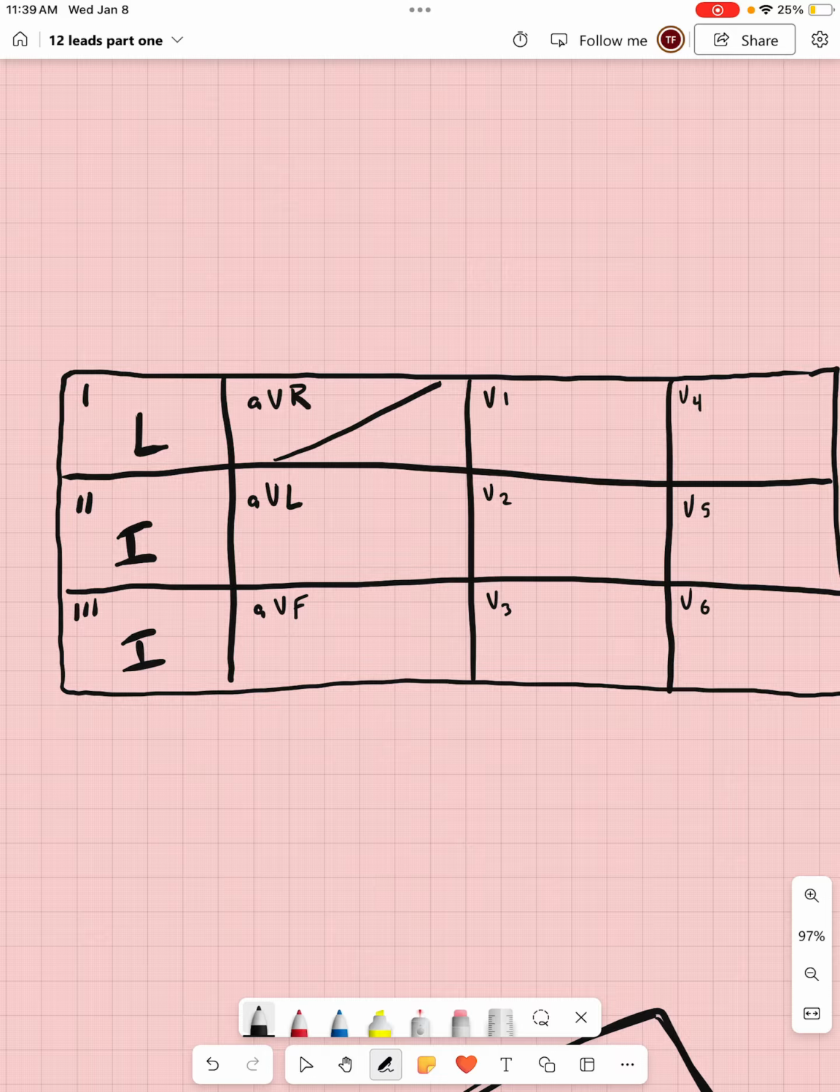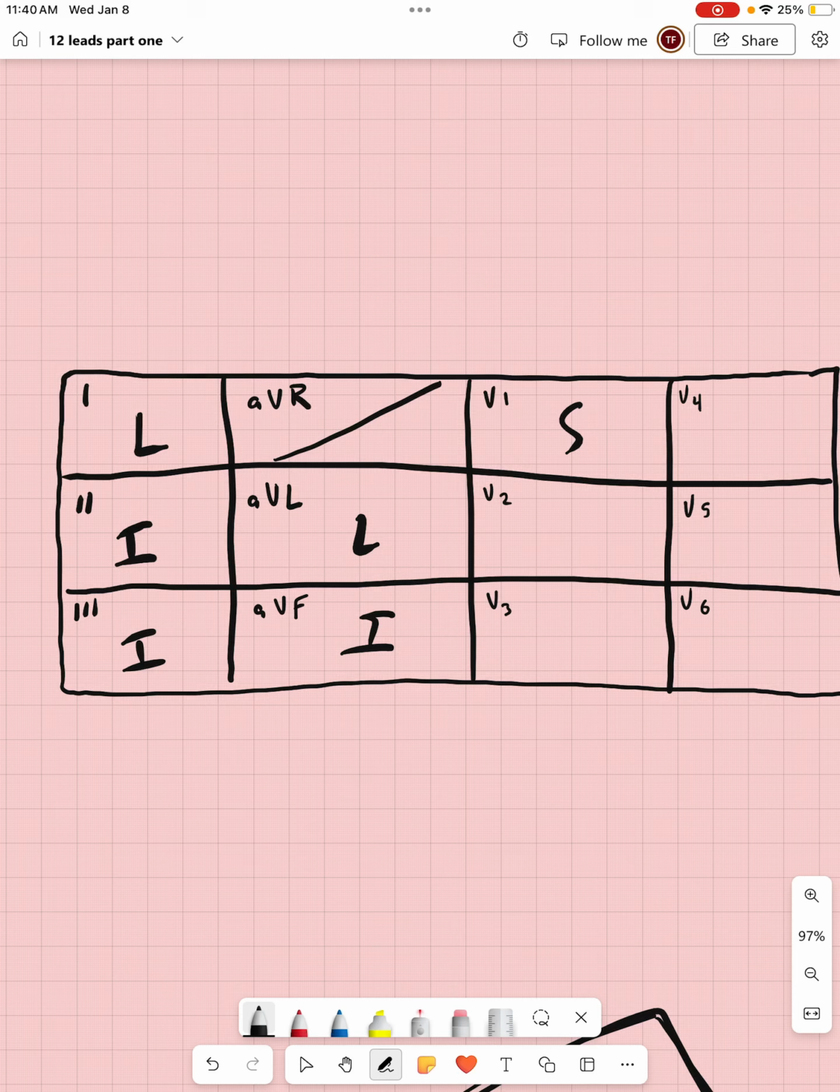AVR, we are not going to measure the electrical activity in AVR for general 12-lead viewing. We could go into the specifics of why in future videos, but for general 12-lead interpretation, that's what we're talking about today. So AVR is going to be skipped over for now. AVL, lateral portion. AVF, inferior portion.